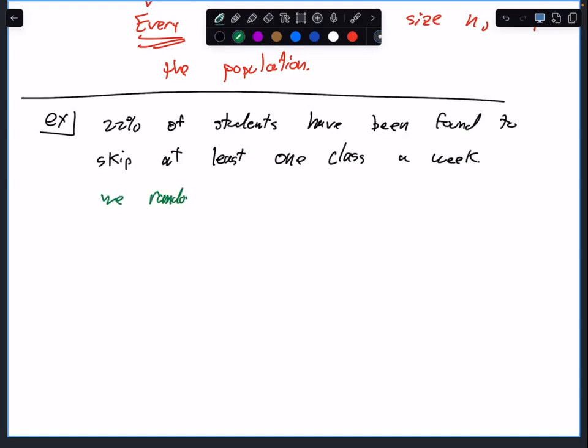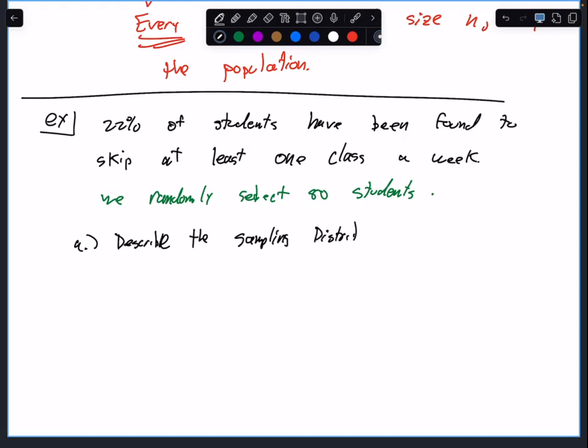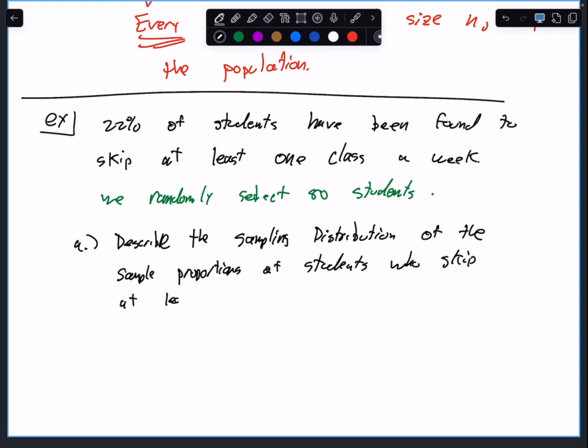We randomly select 80 students. Describe the sampling distribution of the sample proportion of students who skip at least one class a week.